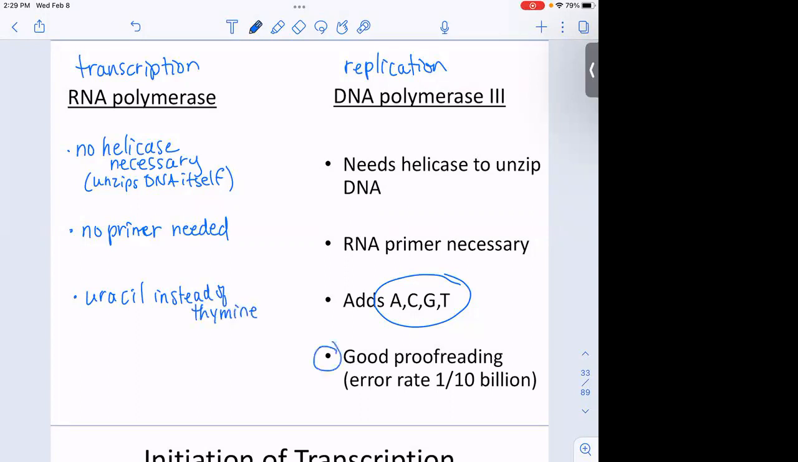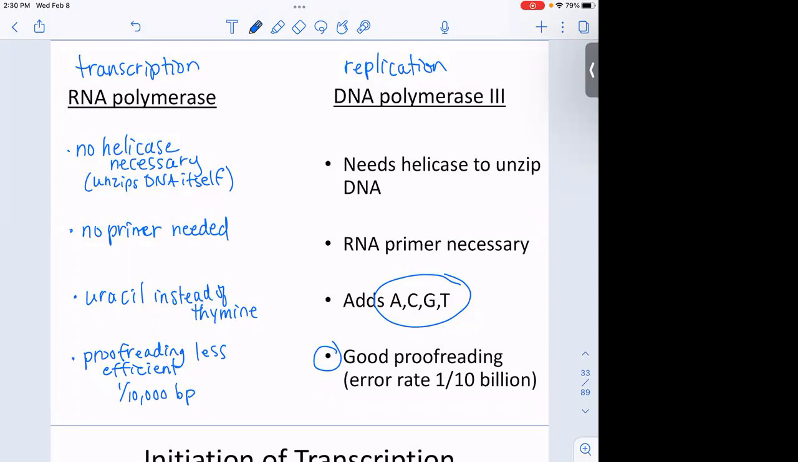We said that DNA polymerase 3 had a really good proofreading mechanism. It makes an error 1 out of 10 billion times. So that's pretty good. RNA polymerase is not that good. Okay, the proofreading is less efficient. We get errors here in transcription about 1 every 10,000 base pairs. But that's okay that the fidelity is not quite as good.